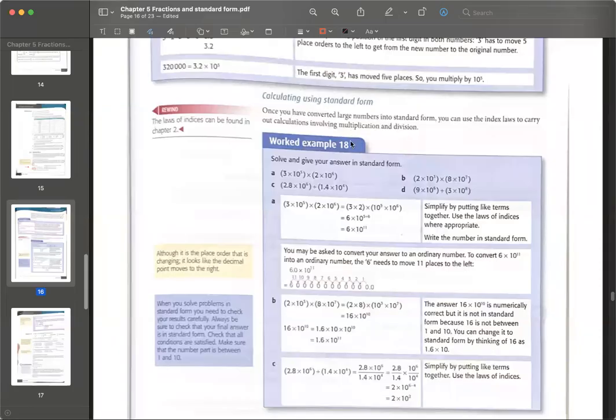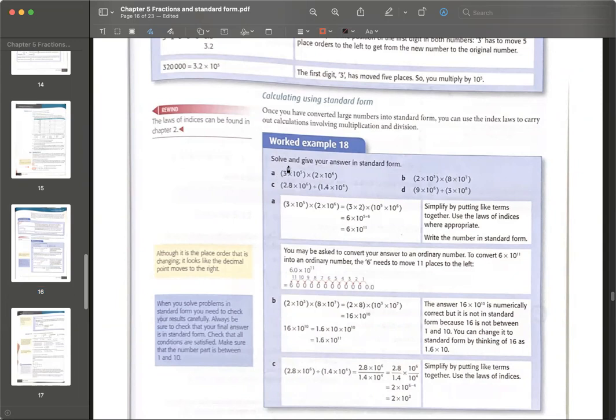Okay, so if we need to calculate using standard form, we have to make sure that they are of the same power. If you want to add, then you need to make sure the same power. If it's multiplied, then no need. So multiply and divide, we don't need to make sure that it is of the same power.